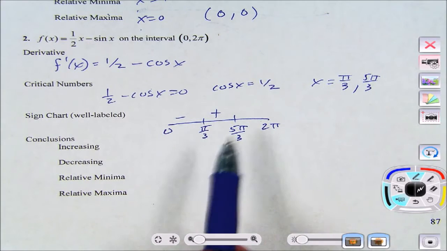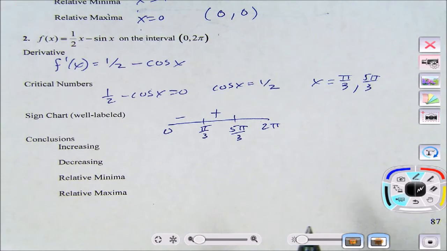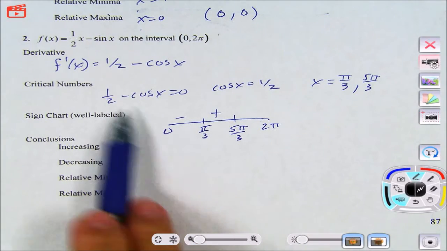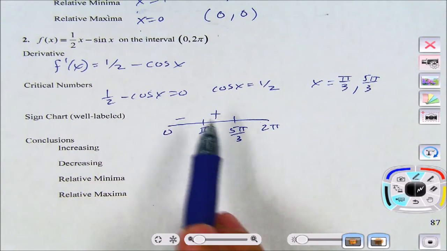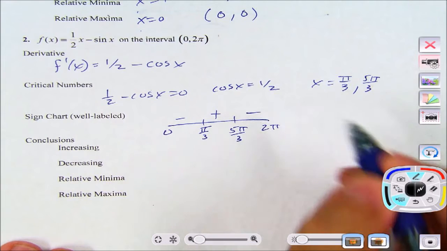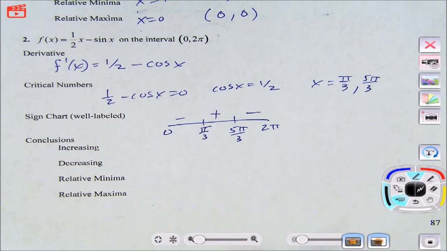Okay, so Mason, what's cosine of 11 pi over 6? Root 3 over 2. So remember, 1/2 minus root 3 over 2 was negative, so it's still negative. Alright, so there's our sine chart.